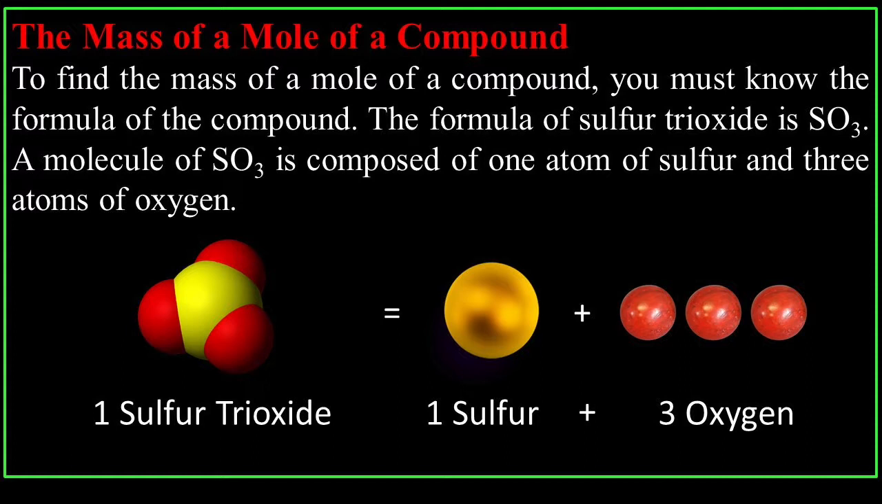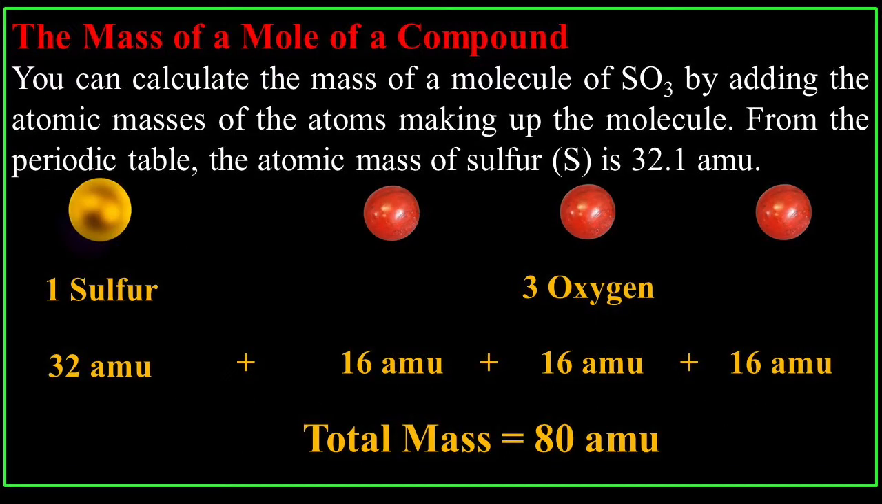To find the mass of a mole of a compound, you must know the formula of the compound. The formula of sulfur trioxide is SO3. A molecule of sulfur trioxide is composed of 1 atom of sulfur and 3 atoms of oxygen. So you'd find the mass of sulfur, which is 32. Oxygen is 16, and 16 times 3 is 48. So 48 plus 32 is 80. So the mass of 1 sulfur trioxide molecule is 80 AMUs.